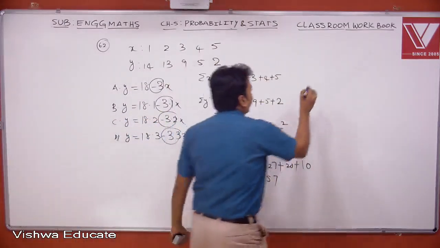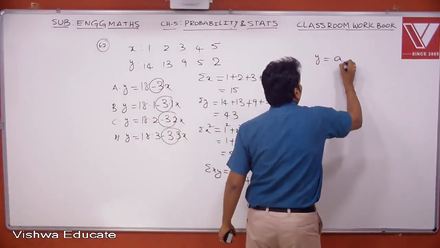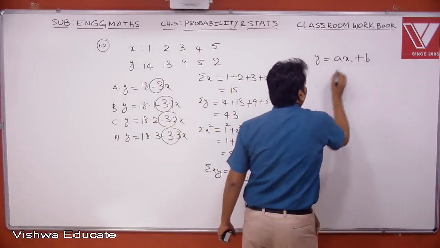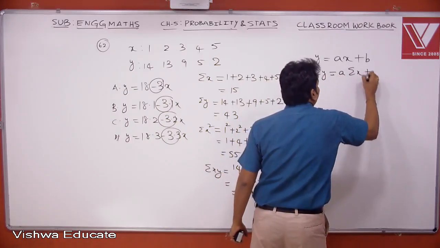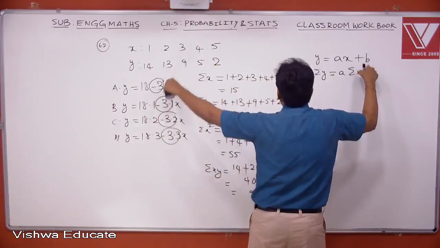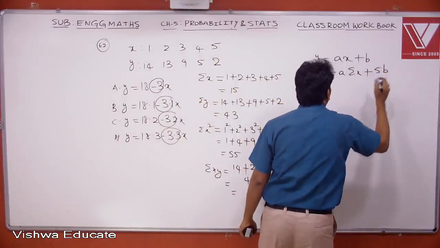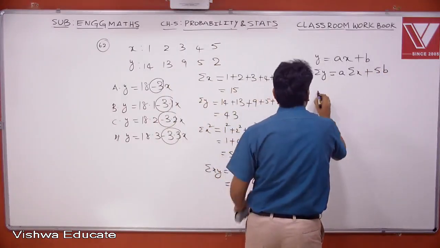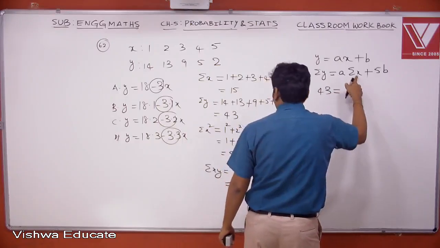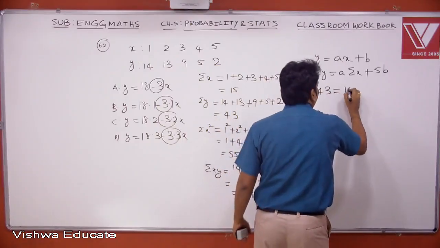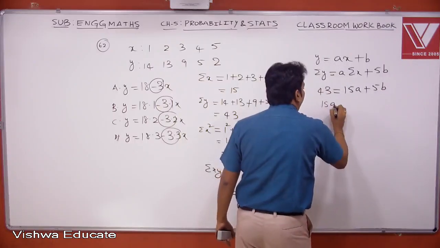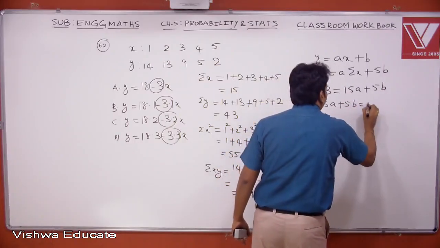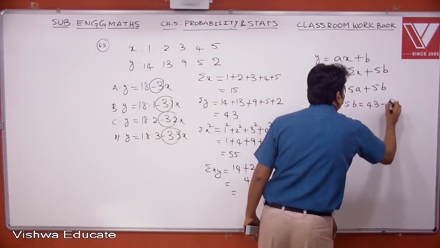Now what is my line? y equal to ax plus b. When you apply sigma on both sides, we get sigma y equal to a times sigma x plus sigma b. How many points are there? 5 points, so this becomes 5b. Here sigma y is 43, sigma x is 15, so 15a plus 5b. Therefore 15a plus 5b equal to 43. We call it equation 1.